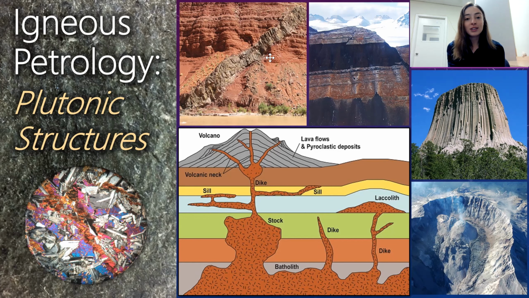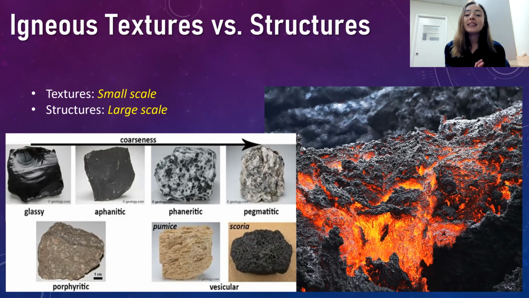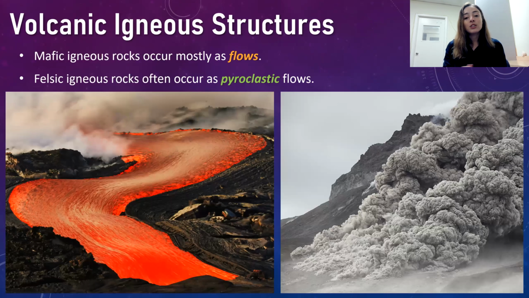Hi guys, today we're going to be talking about igneous petrology, specifically plutonic structures. Quick reminder that igneous textures describe small scale features on igneous rocks, such as fine grained, coarse grained, or aphanitic versus phaneritic, such as shown here at the bottom left figure, and all of those terms describe different textures of igneous rocks. However, igneous structures describe larger scale features of igneous rocks, and we talked about a lot of these types of structures in the previous video when we went over volcanic structures.